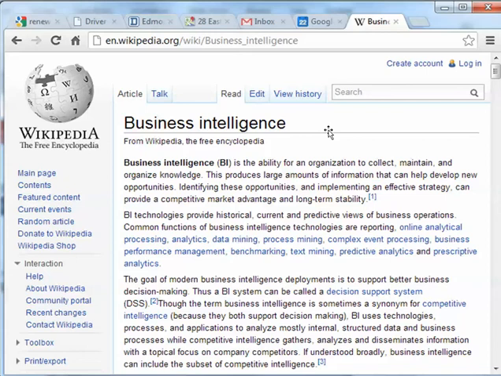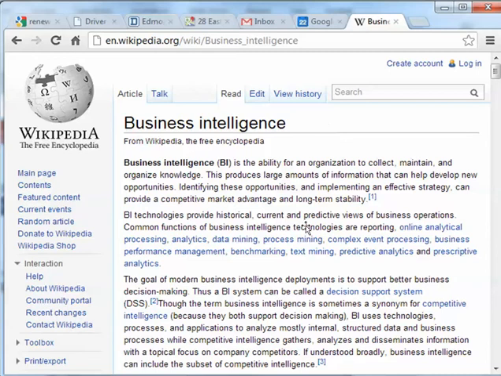So here from this Wikipedia article, it has just a whole bunch of information. The ability to collect, maintain, and organize knowledge. In the second paragraph, it includes things like online analytical processing, analytics, data mining, process mining, complex event processing, text mining, and predictive analytics. The goal of modern business intelligence deployments is to support better business decision making. Like I said before, it's a decision support system. Thus, a BI system can be called a decision support system.